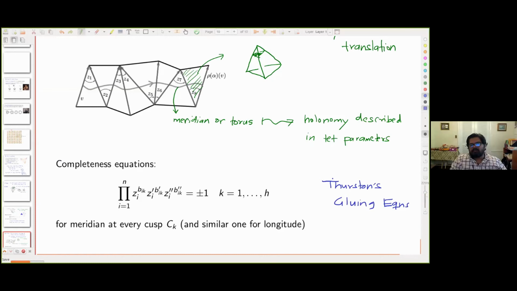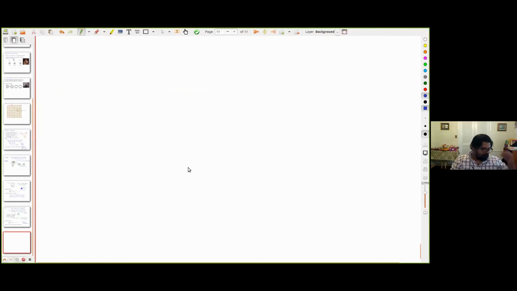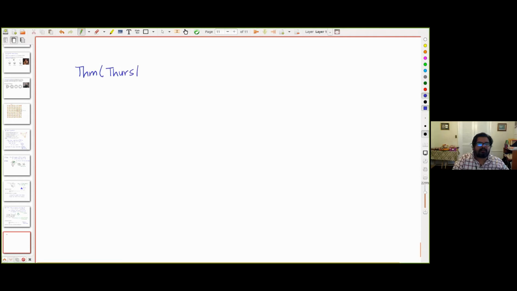So what is the theorem here? The theorem is how to find hyperbolic structures. So you have an ideal triangulation, you set up these gluing equations. Let T be an ideal triangulation of M with N tetrahedra and H boundary tori.